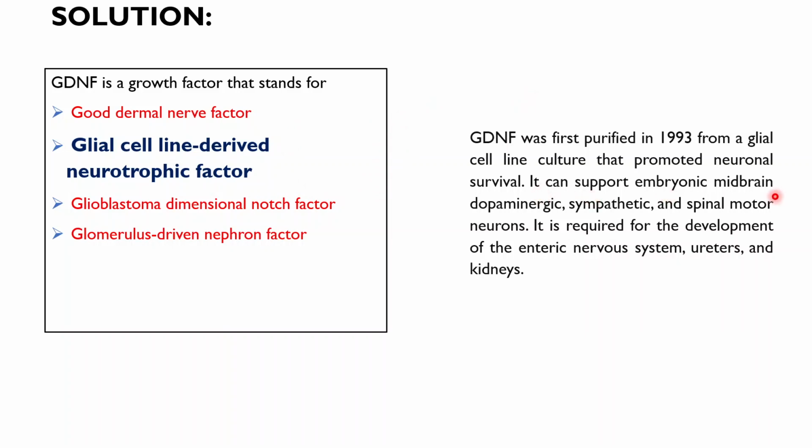It can support embryonic midbrain, dopaminergic, sympathetic and spinal motor neurons and is required for the development of the enteric nervous system, ureters and kidneys. So GDNF refers to this glial cell line derived neurotrophic factor and it is essential for the growth of neurons and their survival. So now we'll move on to the next question.